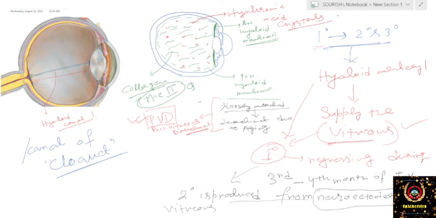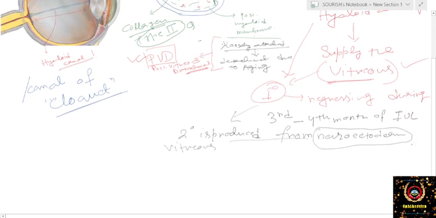Now this first degree is supplied by the hyaloid artery, which is running through the hyaloid canal, and after the third to fourth month of intrauterine life, this first degree starts regressing and second degree vitreous humor is formed from neuroectoderm. Here the second degree is formed after regression of the first degree.